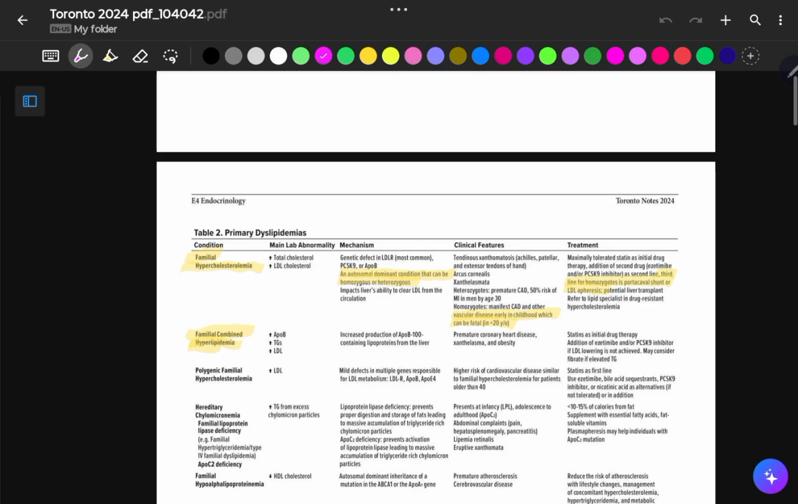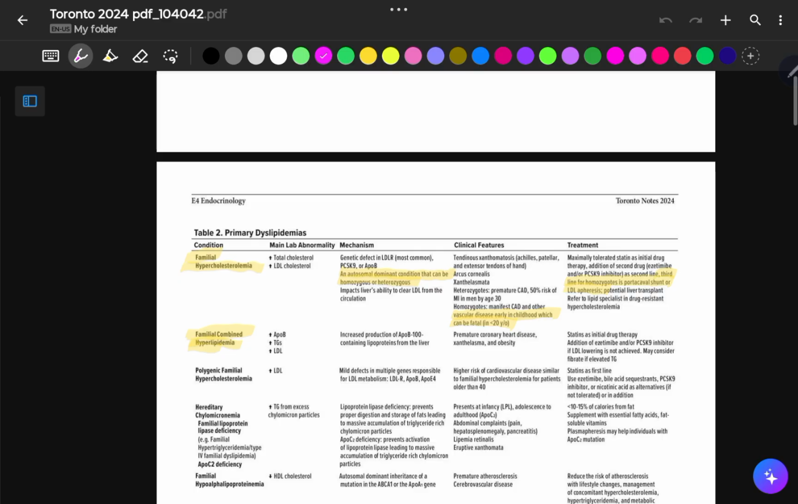So how would you treat this? You want to start with a statin as your initial drug, and you can add a second drug, known as ezetimibe, and/or a PCSK9 inhibitor as a second line. Okay. So the next one is your familial combined hyperlipidemia.